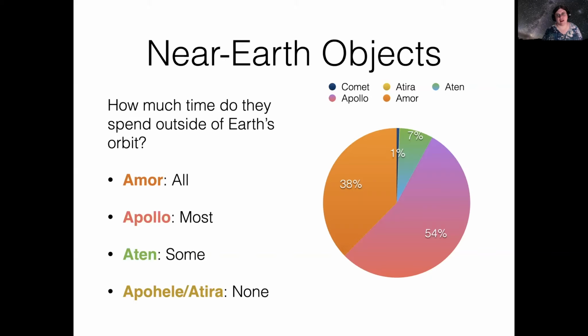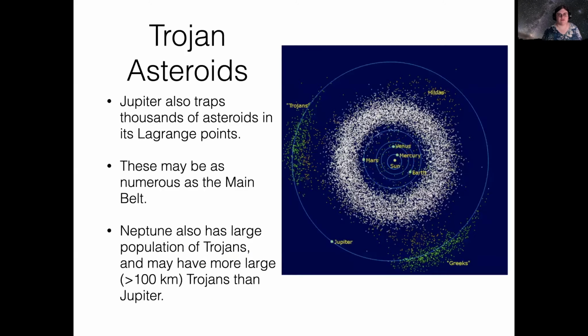That's also why we have so few Atira objects, because Aten objects occasionally do pass outside our orbit, so they would be visible again, far from the sun in our sky. So, all right, that's near Earth.